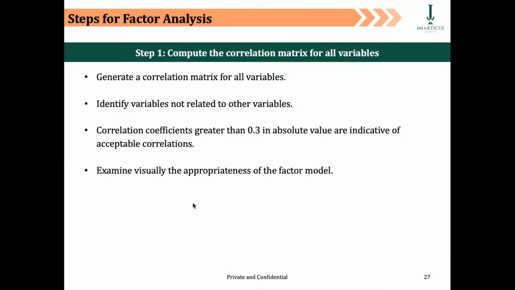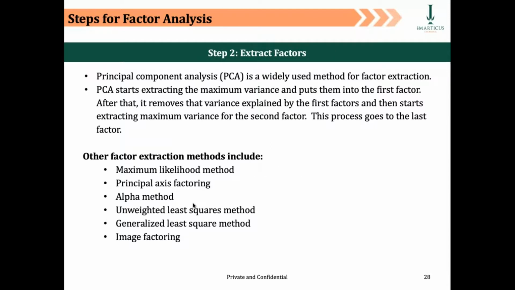Now, what we try to do next is extract those factors. For that we are using PCA. However, there are also other methods, but PCA is the most common method. Other factor extraction methods could be the maximum likelihood method, principal axis factoring, alpha method, generalized least squares method, unweighted least squares method, and image factoring. So factors can be extracted in multiple ways, correct? Maximum likelihood of death in such groups, or maximum likelihood of infections, correct?